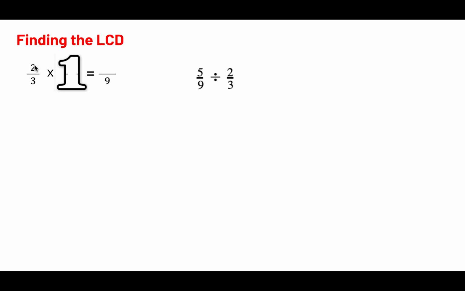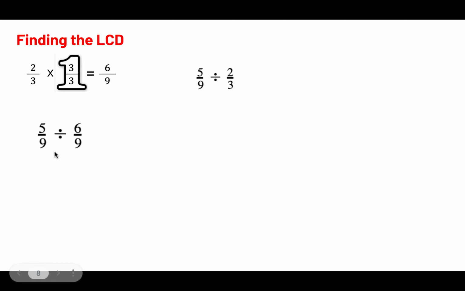So that means I need to multiply 2/3 by some fraction that's going to give me 9 as the denominator. Remember, this is when we use the big 1, where the numerator and denominator are the same, because any number that has the numerator and denominator the same equals 1. So 3 multiplied by what is 9? That would be 3. So 3 divided by 3 is our big 1. 3 multiplied by 3 is 9, and 2 multiplied by 3 is 6.